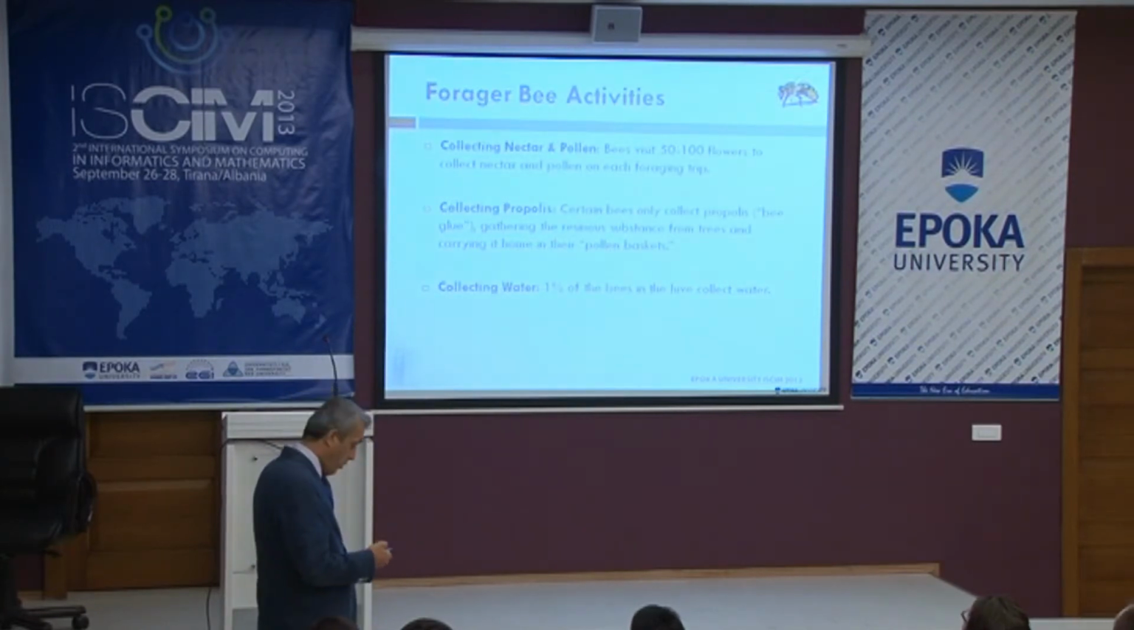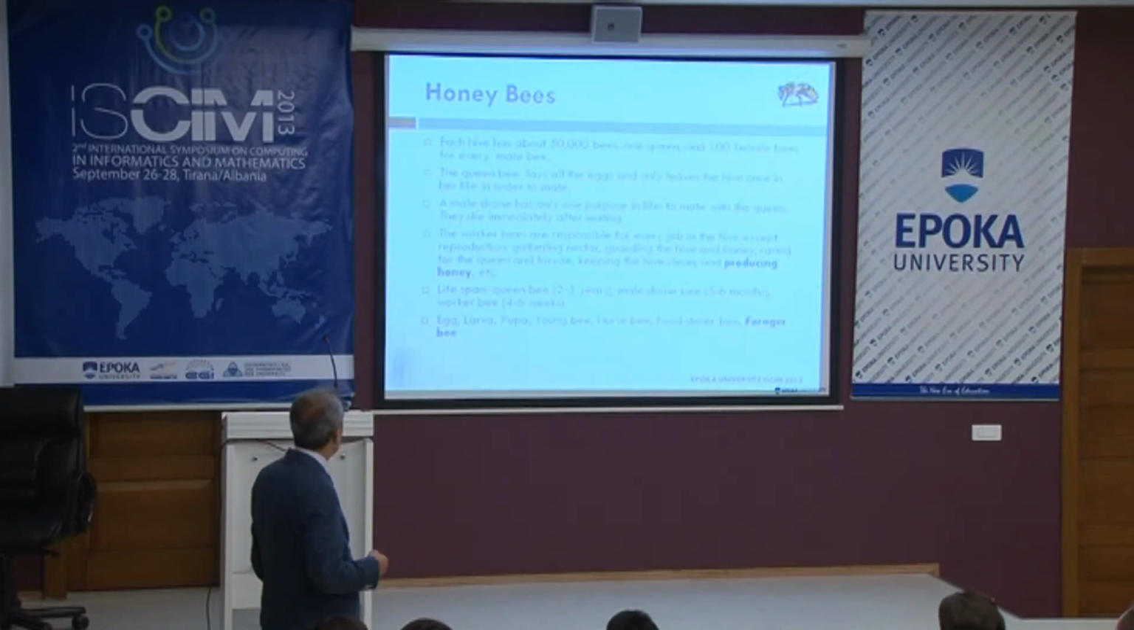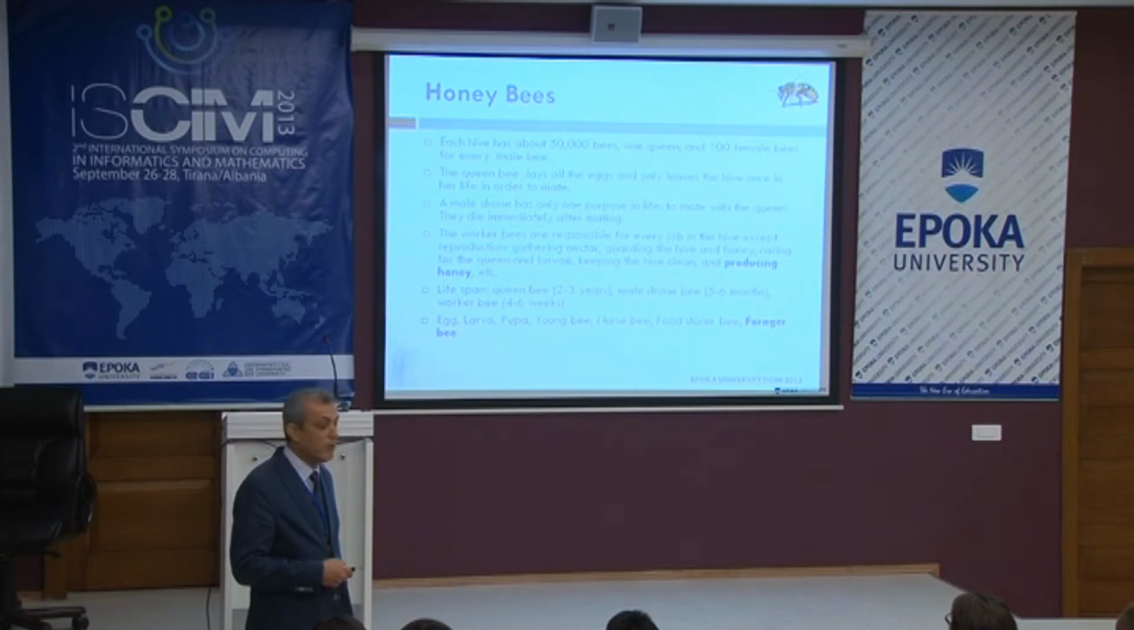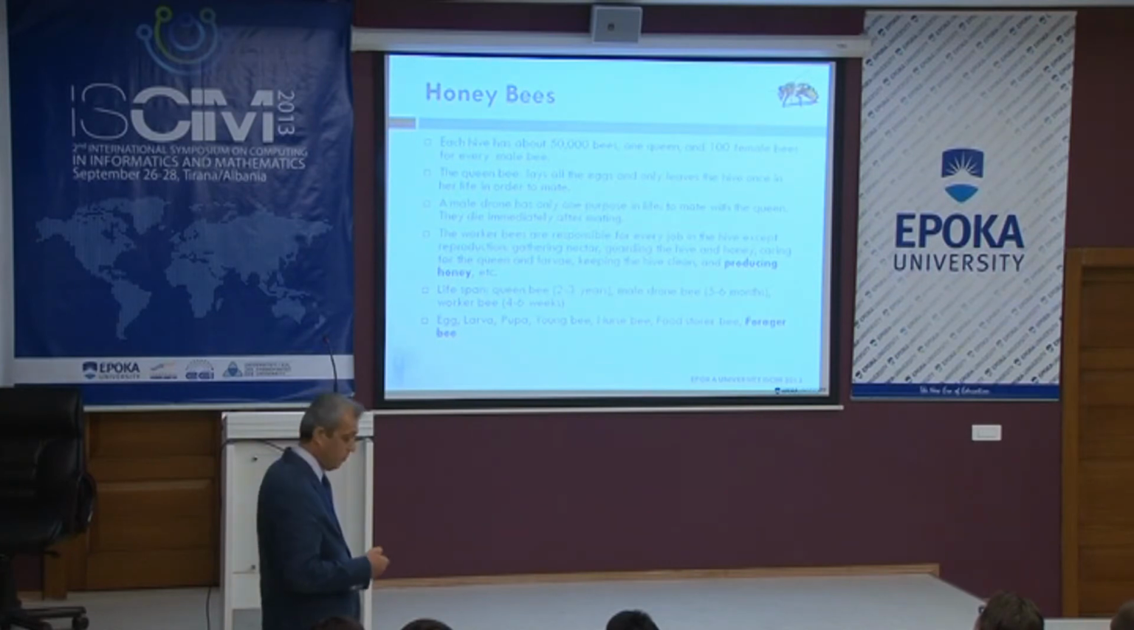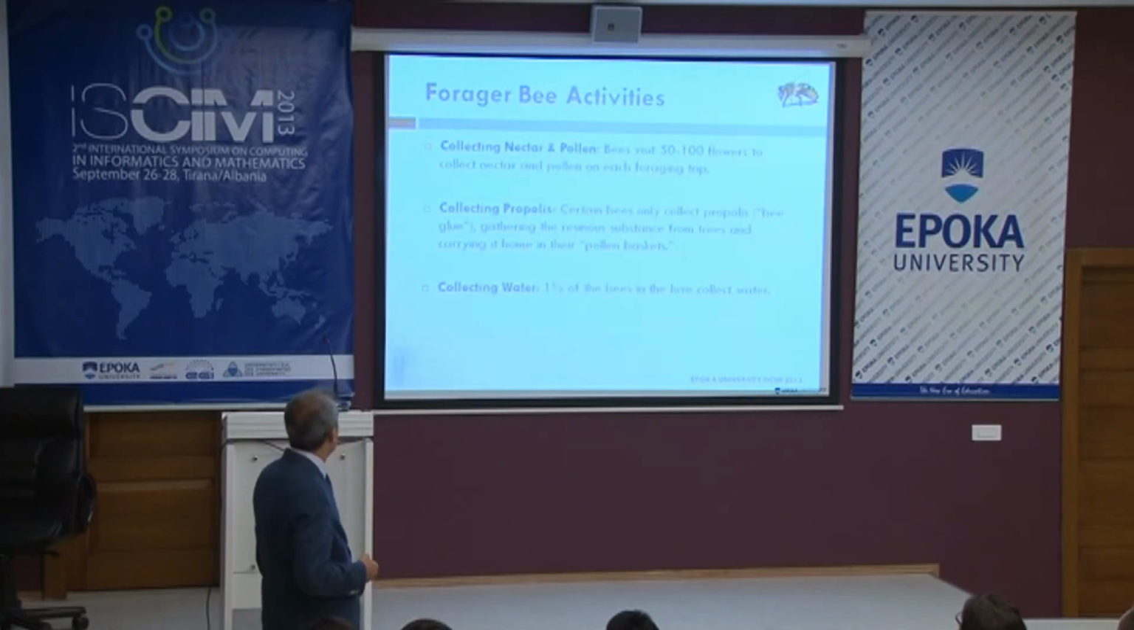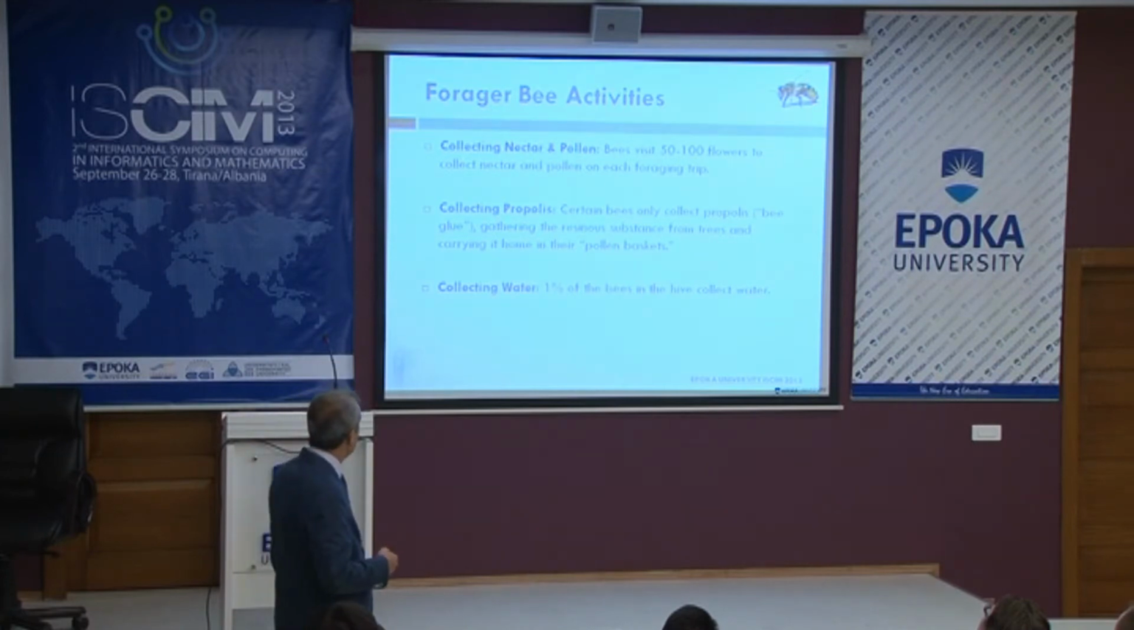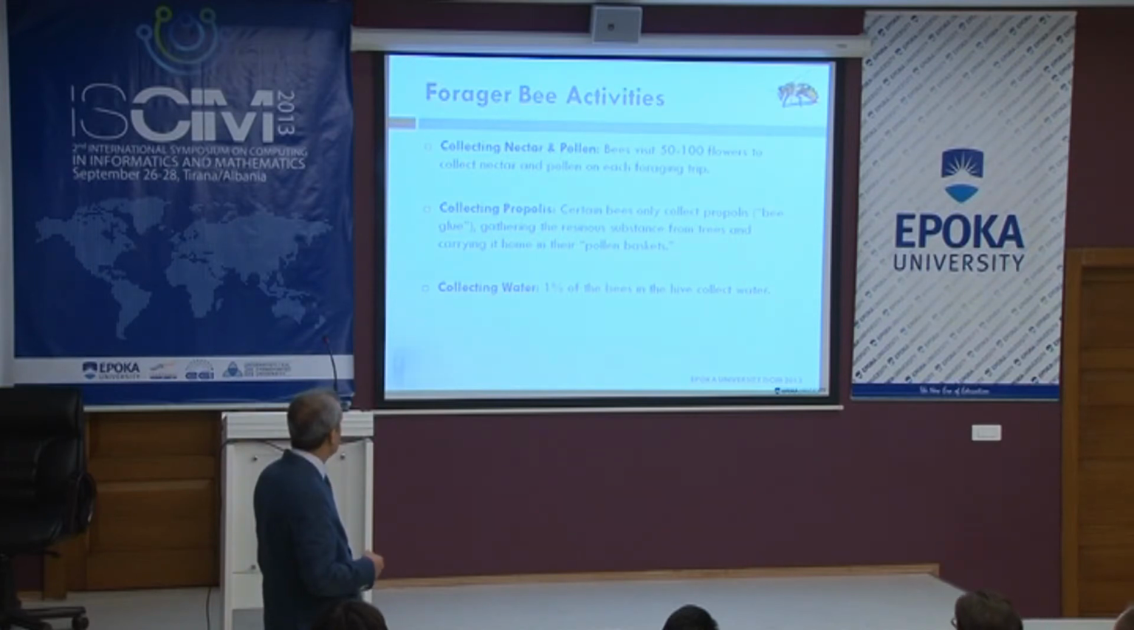Now, of course, for the artificial bee colony, the important members of the honeybee swarm are forager bees. Forager bee activities: they collect nectar. Bees visit 50-100 flowers to collect nectar and pollen on each foraging trip. Certain bees only collect propolis, gathering the resinous substance from trees and carrying it home in their pollen baskets. And 1% of the bees in the hive collect water.